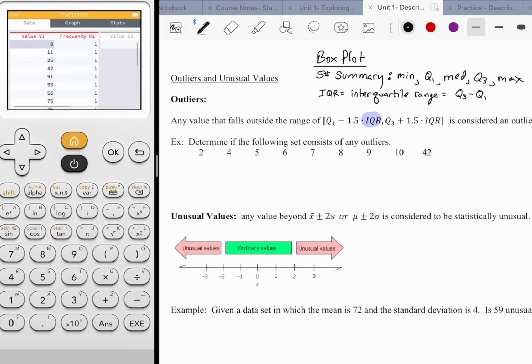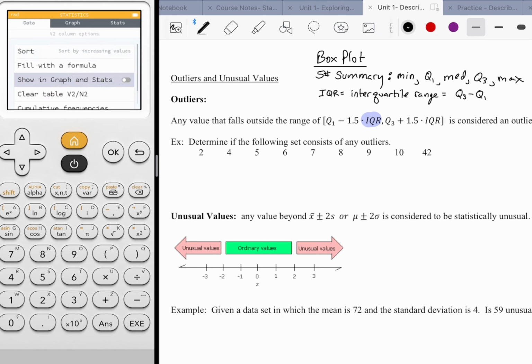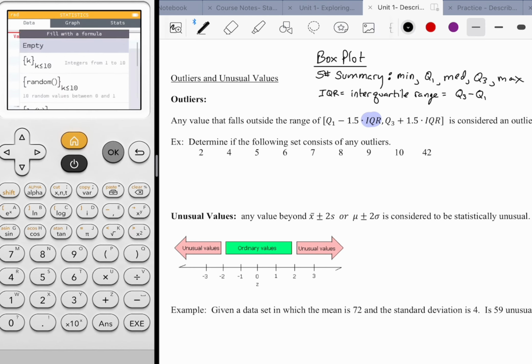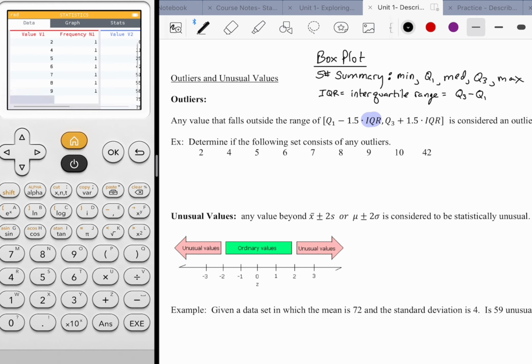I have some data in my V1. I need that for later, so I'm just going to move that over real quick. What I'm about to do isn't relevant to us right now, but I'll show you how to do this at some point. All right, so in V1, I'm going to type in my numbers: 2, 4, 5, 6, 7, 8, 9, 10, and 42. Just double checking. Okay, my values are correct.